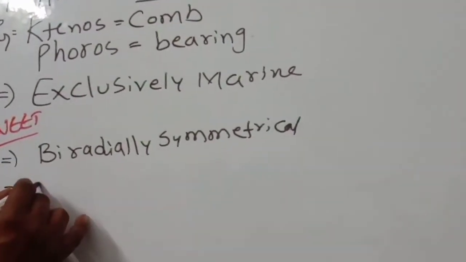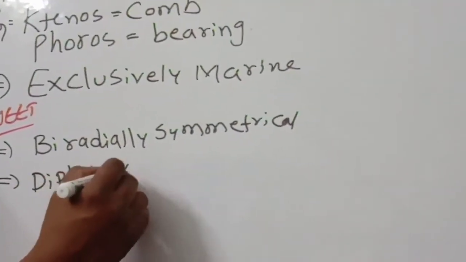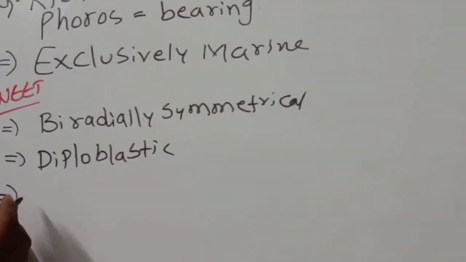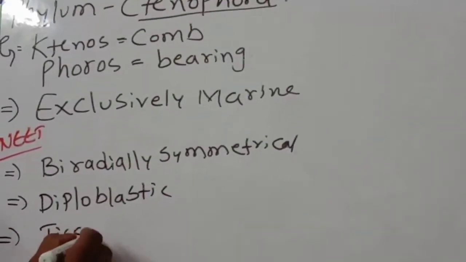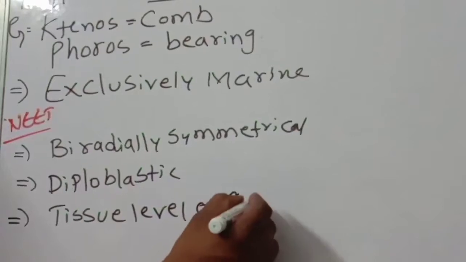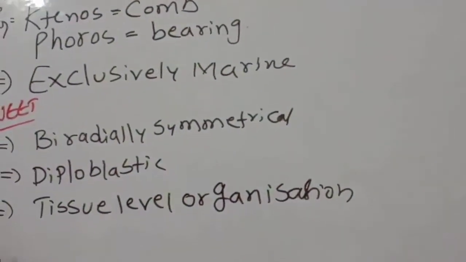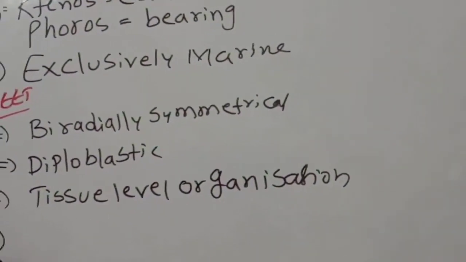Next, you know very well, they are diploblastic, which means they have two germ layers. And which level of organization? Tissue level organization. This point also you should remember. Tissue level organization, though they are diploblastic.